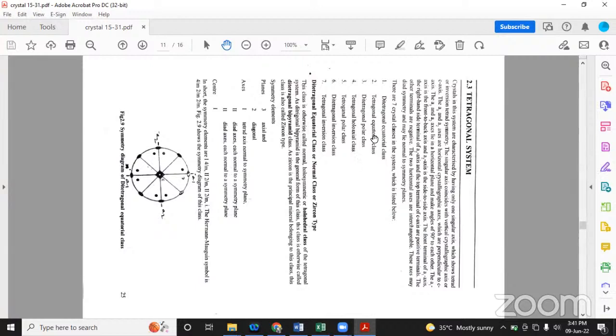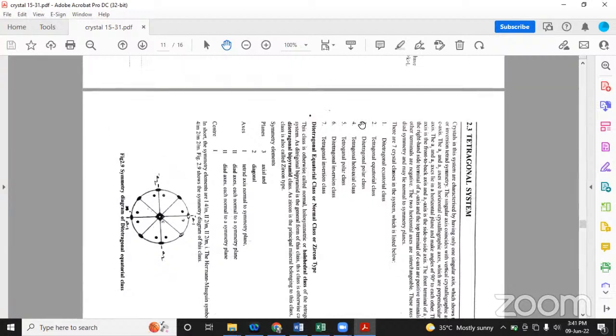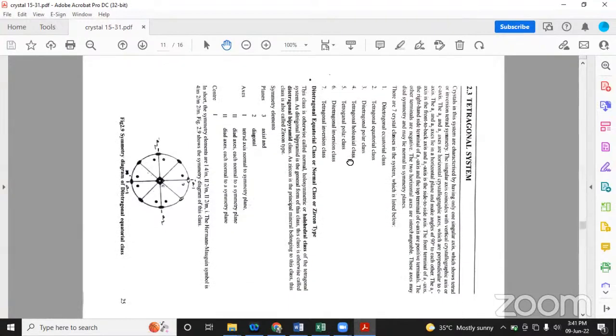Come to the normal class. In these 7 classes there are also the tetragonal inversion class, tetragonal polar class, and tetragonal holoaxial class. There are different names also. There is a degree at each level, so that's why he mentioned names like this. At the PG level, you can talk about the individual classes.